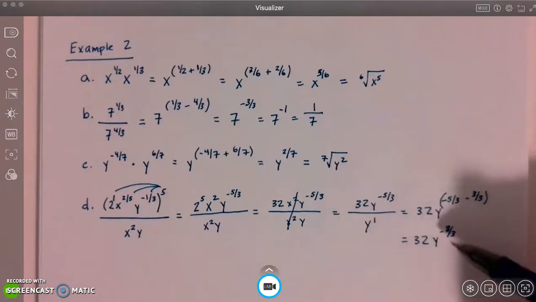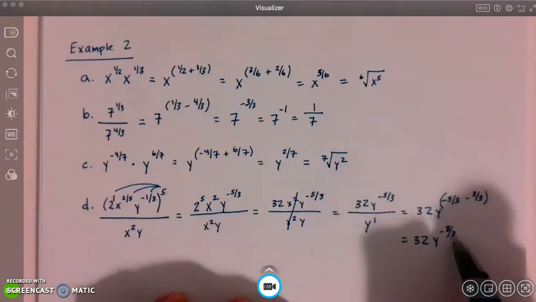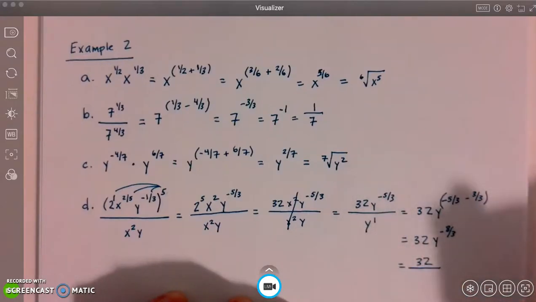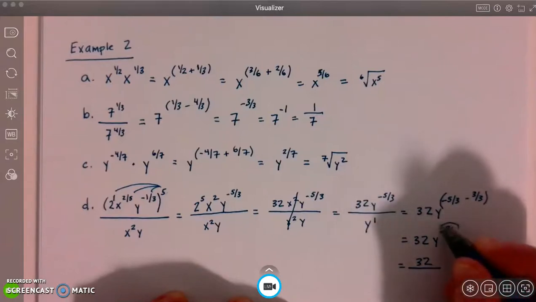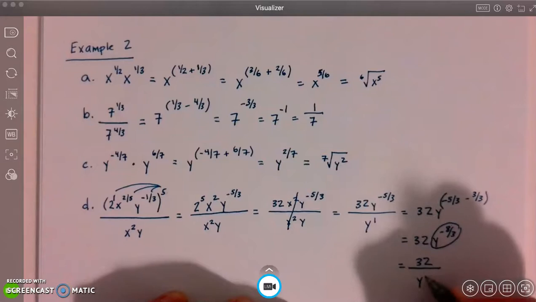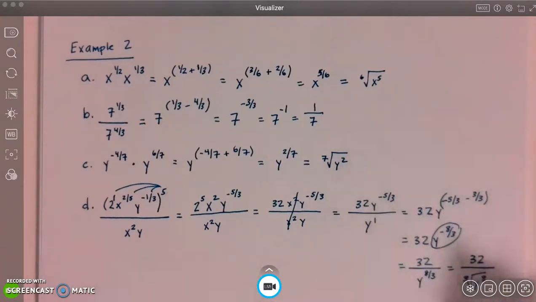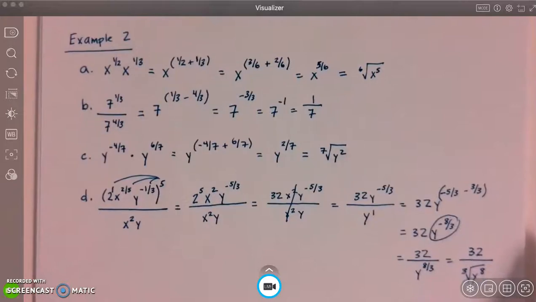And I can't stop here because I still have a negative exponent in my answer, which we know shouldn't be. So I'm going to go ahead and move this to the denominator. 32 has a positive exponent. It technically has an exponent of positive 1. So I'm going to leave it in the numerator, but I'm going to move this part to the denominator. We could leave our answer that way. If you wanted to rewrite this in radical form, you could write it as 32 over the cube root of y to the 8th. So once again, depending on how you're being asked to give the answer, either one of these is an acceptable answer.